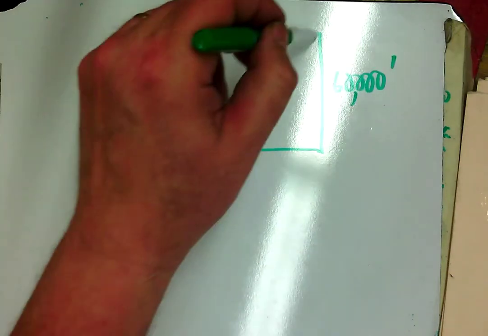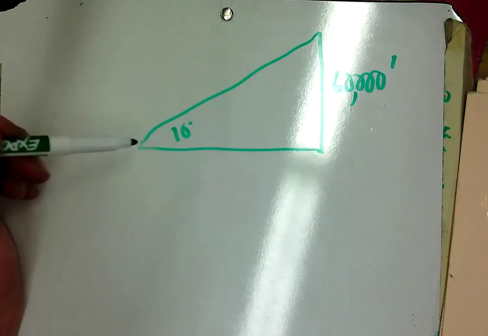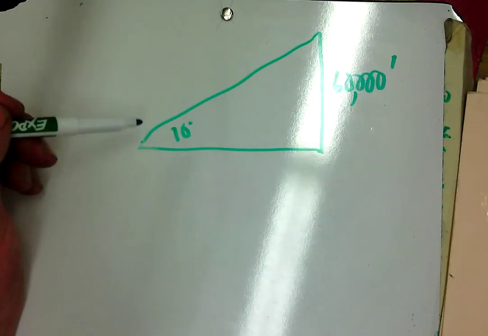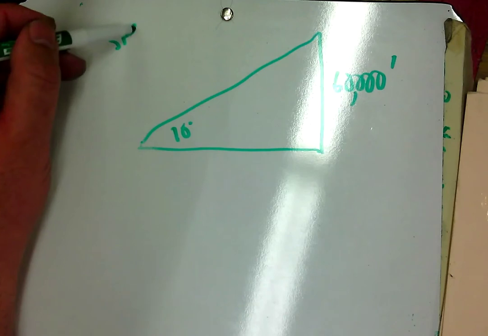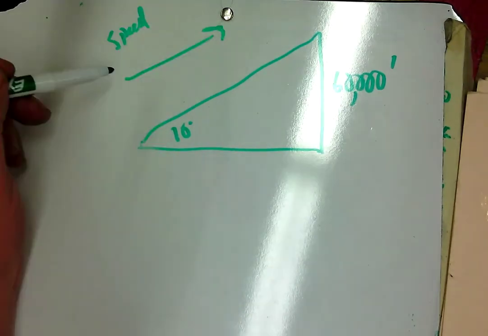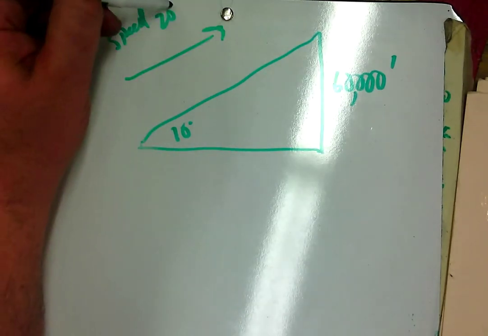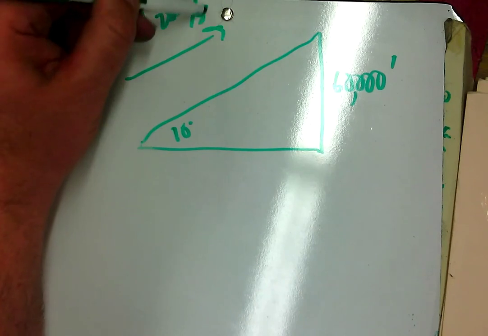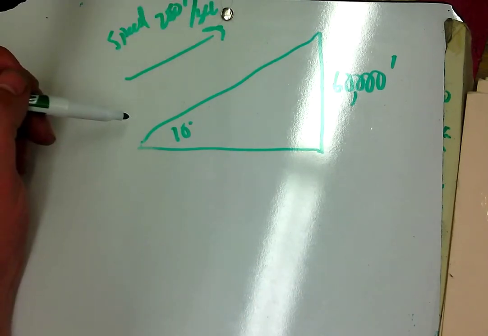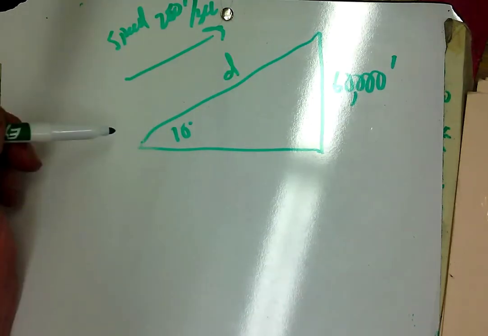If he takes off at an angle of 10 degrees and travels at a speed of 250 feet per second, it sounds pretty fast. How far does he need to travel in order to reach the height of the balloon? So we want to find that distance.